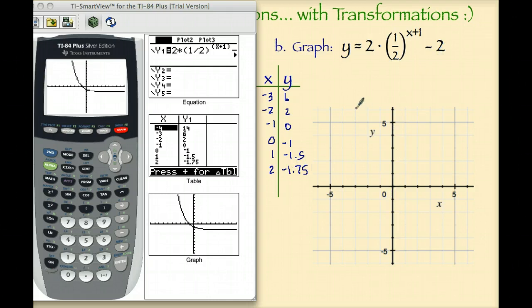Let's plot these points. -3, 6, which is up here, -2, 2, -1, 0, 0, -1, 1, -1.5, 2, -1.75, and here's our exponential function. Again, the domain is all real numbers. The range in this case, y greater than -2.